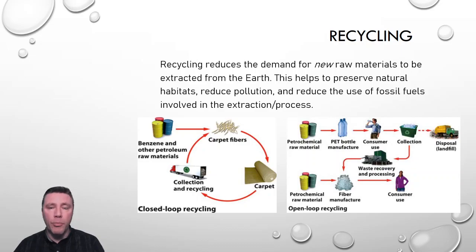In open-loop recycling, materials are recycled into some new, different kind of product. As shown in the diagram, for example, a plastic bottle may be recycled and processed into fibers that can be used to make a fleece jacket.